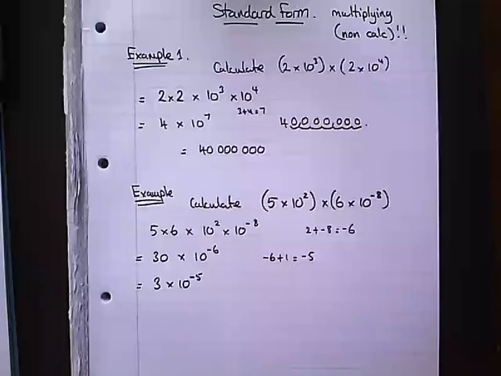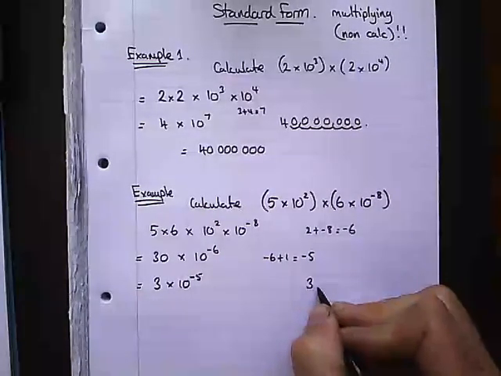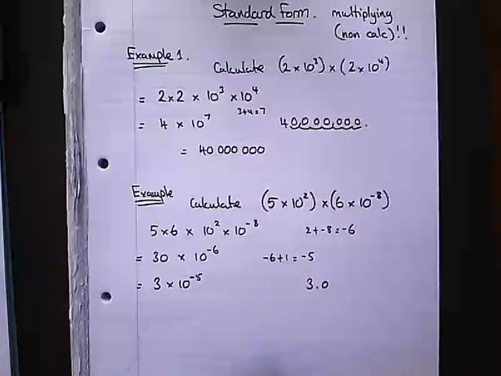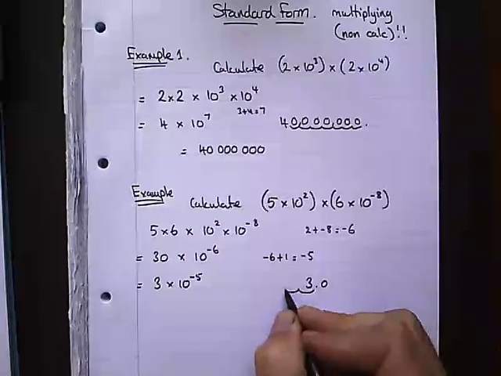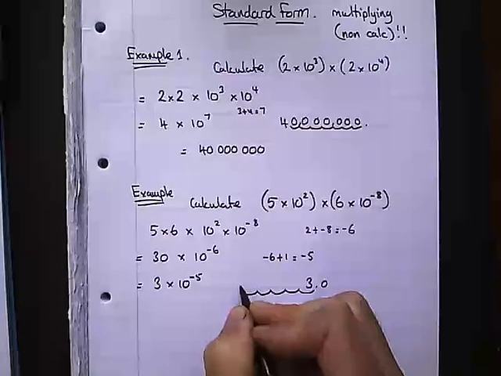Right, if I wanted to write this as a normal number, because it's a minus, I'm going to move the decimal point in the other direction and I'm going to put zeros in front of the 3. So we've got our 3.0. You don't see it, but you know it's there. And we're going to move the decimal point 5 times to the left. 1, 2, 3, 4, 5. And the decimal point now goes here.